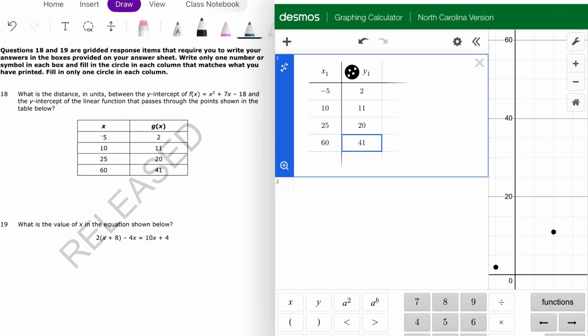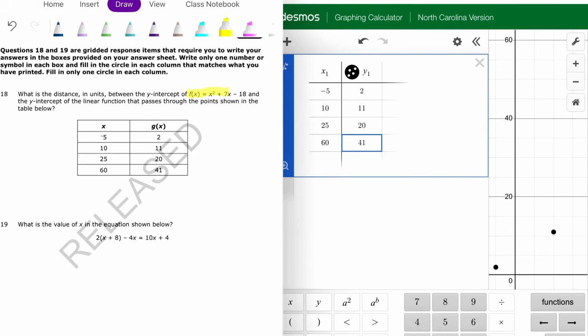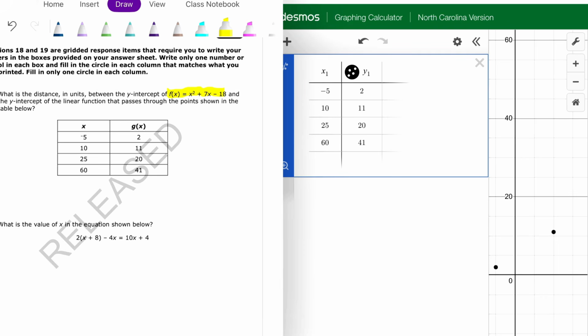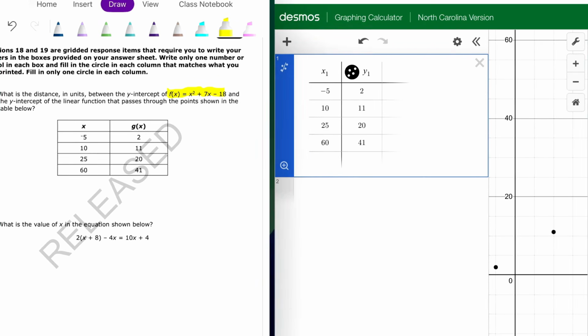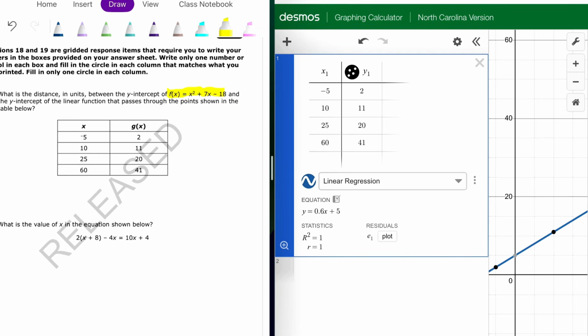So it says, what is the distance between the y-intercept of the quadratic? That's that thing right here. I know it's quadratic because it has an x squared. And the y-intercept of the linear function that passes through the points in the table. So I put the table in, I hit this magical, sorry, I haven't quite gotten my new zooming feature done, magical line button, and you do have to know some math here. You see the equation, under equation, it says y equals 0.6x plus 5. You have to know that the y-intercept is the 5. That's our b value.